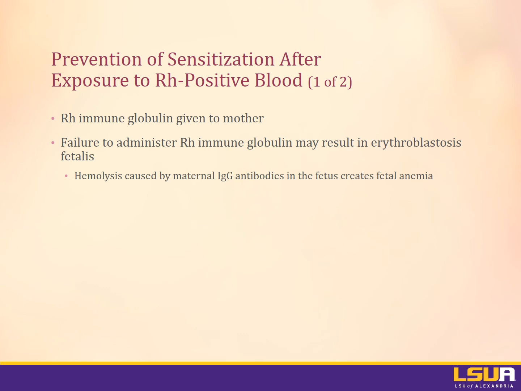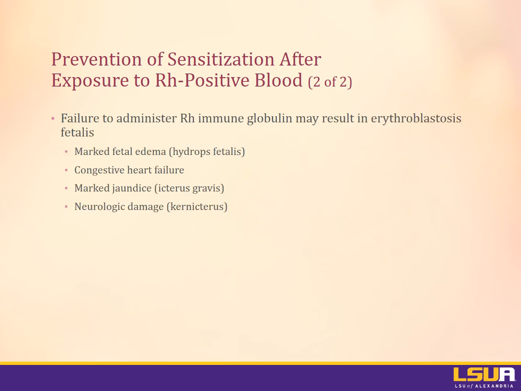So we usually give this to mom at about 28 weeks. And we give it to her again after delivery. And I believe I've told y'all before, we're seeing now, depending on how much mixing of the blood has occurred when we do a fetal screen, that determines how much RhoGAM she'll actually get. Failure to administer RhoGAM may result in, like I told you, erythroblastosis fetalis. There will be what's called hydrops fetalis, which is marked fetal edema.